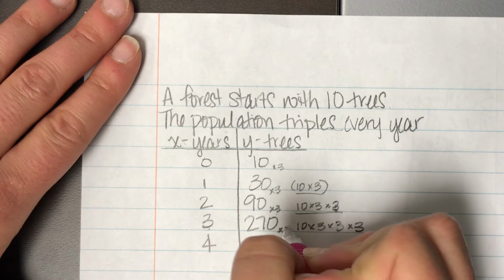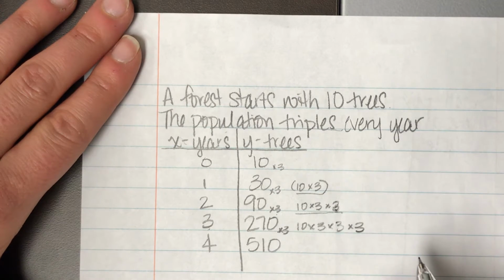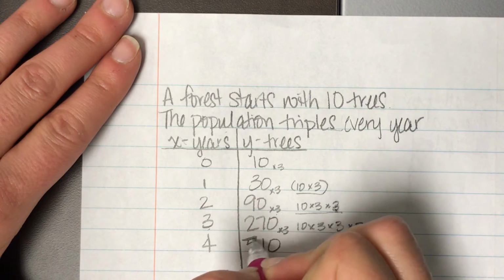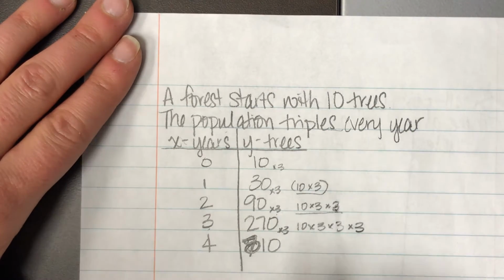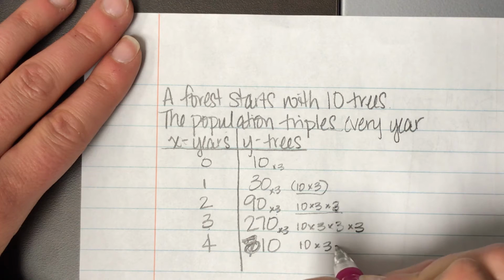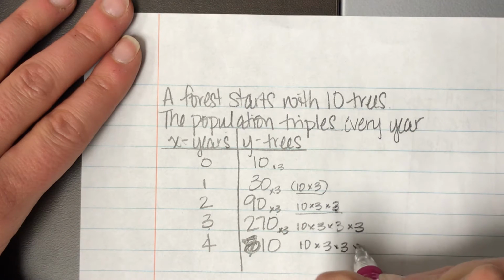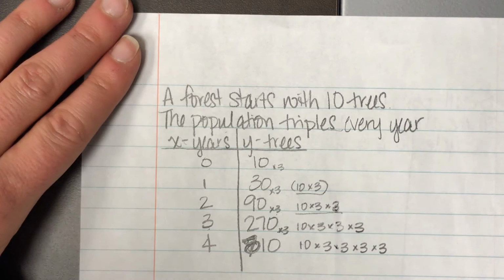So if I triple 270, I end up with 510. That is not right, is it? It should be 710. No, 810. Oh my gosh, I'm sorry. So we get to 810, and again, because I started with 10, I tripled it for year 1, I tripled it for year 2, I tripled it for year 3, and now I've tripled it for year 4.